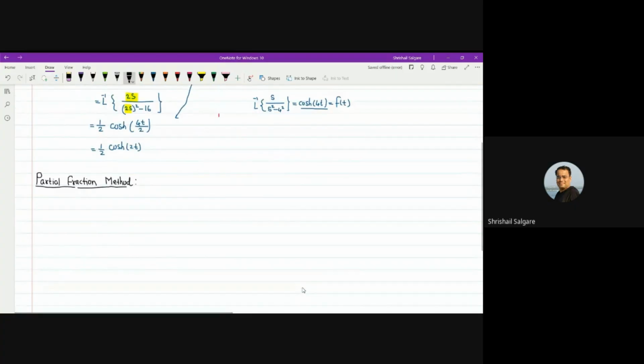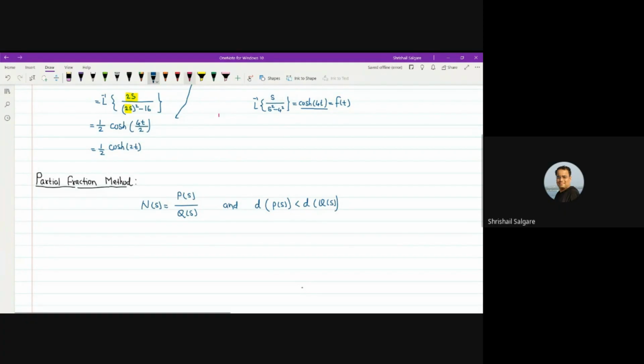Suppose you are given some function N of s, which is given in the form of a rational function P of s divided by Q of s. One more assumption is that the degree of P of s is less than the degree of Q of s. P and Q are both polynomials.